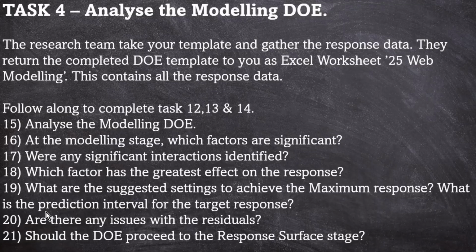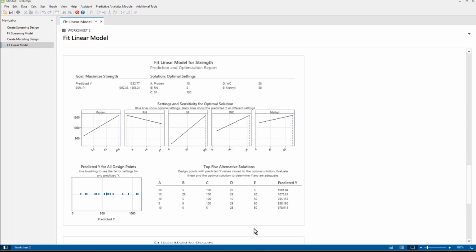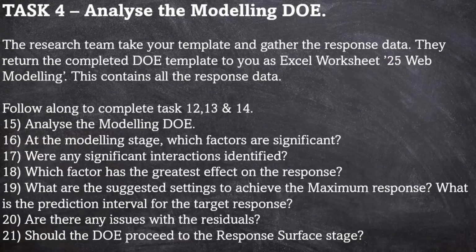What are the suggested settings to achieve the maximum response? What is the prediction interval for the target response? Okay, we need to have a look at the prediction and optimization report for that. So the predicted maximum strength is 1232, with a prediction interval of 962 to 1503. The settings to achieve that are given here. Protein 10, Reynolds number 5 times 100, so it's 5,000, shearing force of 100, water content of 25, methyl content of 50.